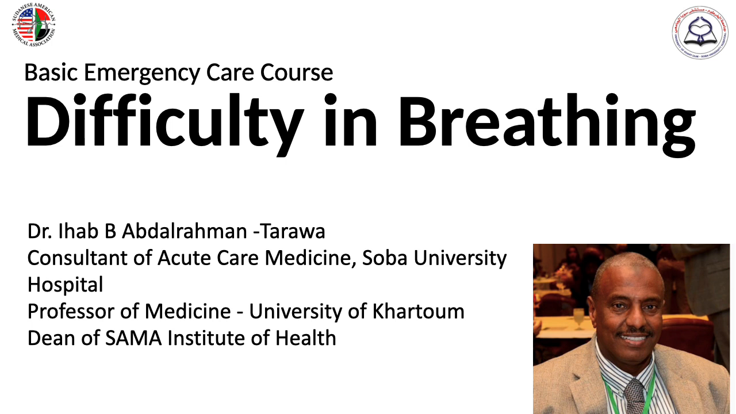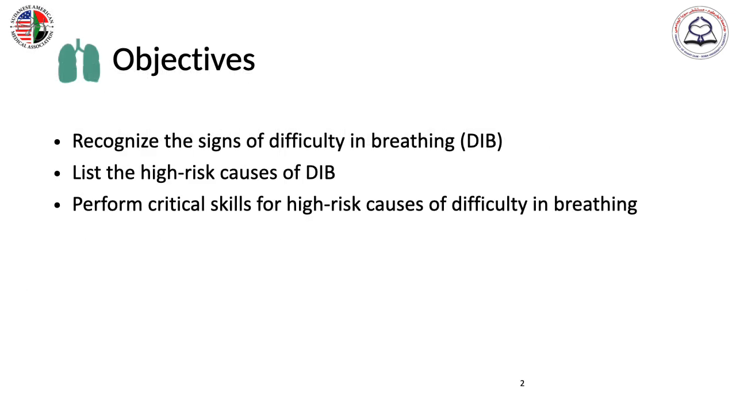We are still doing our sessions in the basic emergency care course. We discussed the ABCD approach. In this talk, we're going to discuss difficulty in breathing. After we finish the primary survey, the ABCD approach, then we move to the secondary survey. We're going to do a detailed assessment. The objectives are to recognize the signs of difficulty in breathing, list the high risk causes of difficulty in breathing, and perform critical skills for high risk causes of difficulty in breathing.